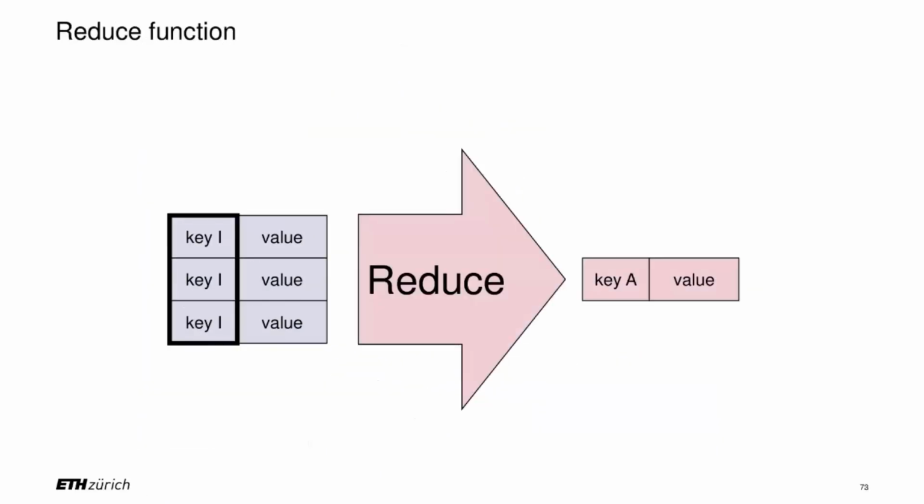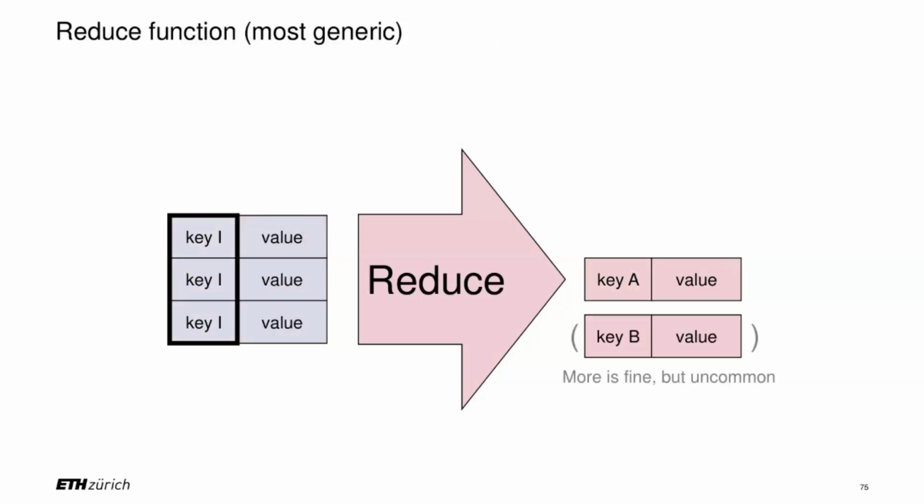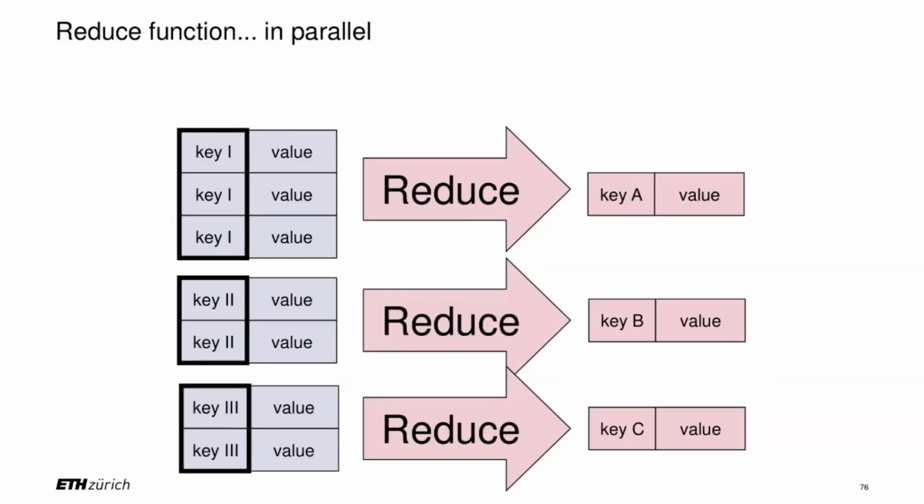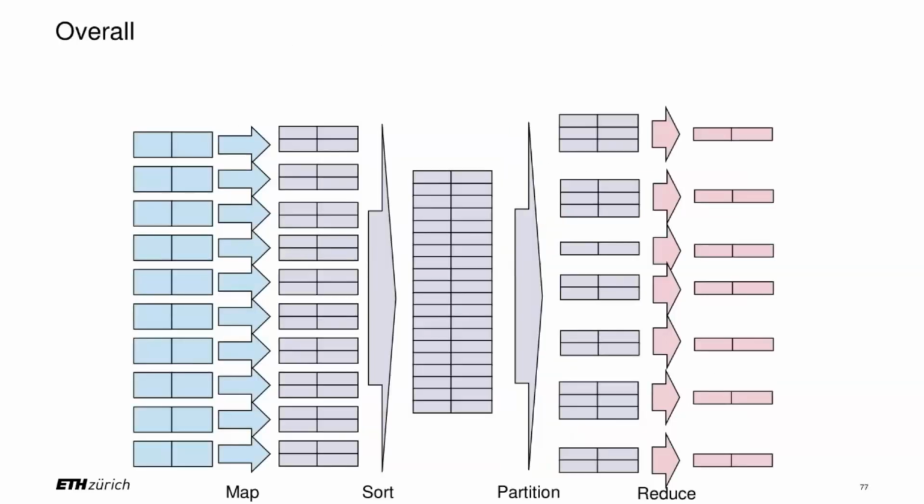Okay. So the reduce function is also provided by the user, you, me, whoever uses MapReduce. Very commonly, we just aggregate the values and keep the key. In general, you can have 0, 1, or more outputs, but in 99% of the cases, it's going to be exactly 1 value. And it looks like this.